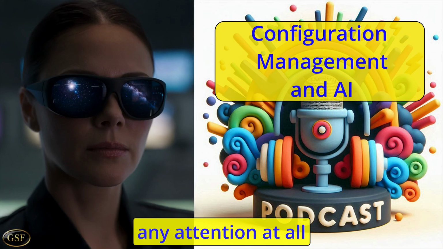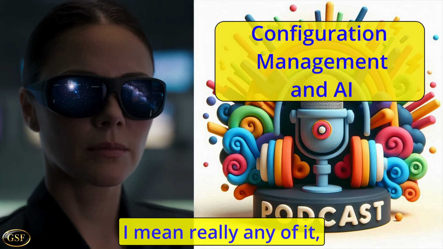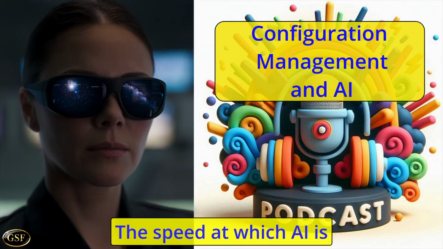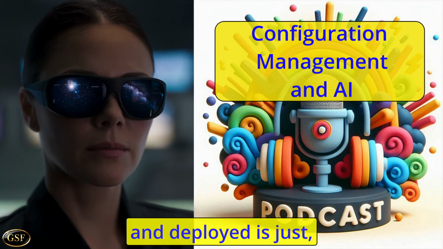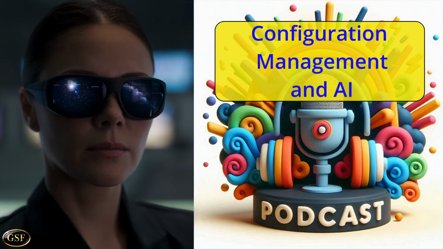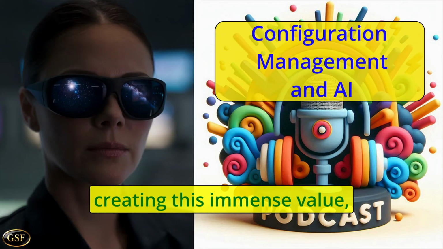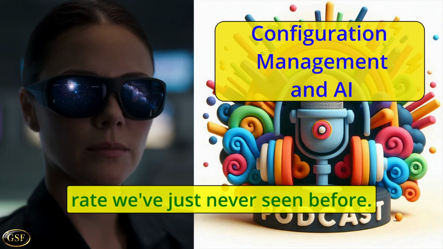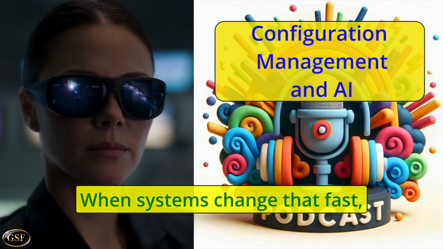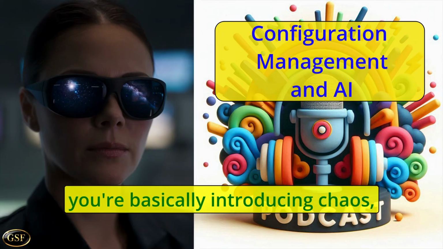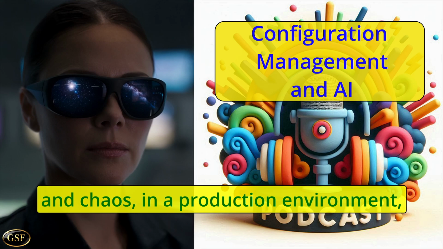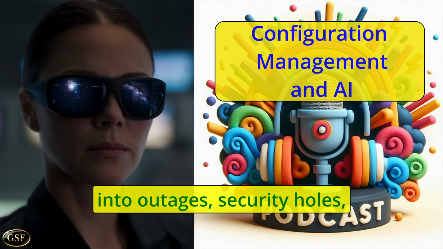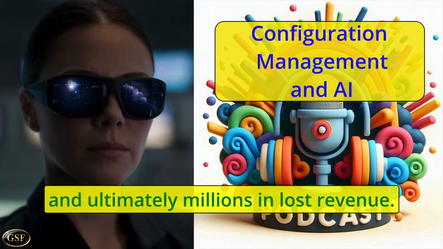If you've been paying any attention at all to technology news, and I mean really any of it, we're living through a tectonic shift. The speed at which AI is being developed, adopted, and deployed is absolutely staggering. It is. And that velocity is creating immense value, but it's also creating complexity at a rate we've never seen before. Right. And when systems change that fast, you're basically introducing chaos. And chaos, in a production environment, translates directly into outages, security holes, and ultimately millions in lost revenue.